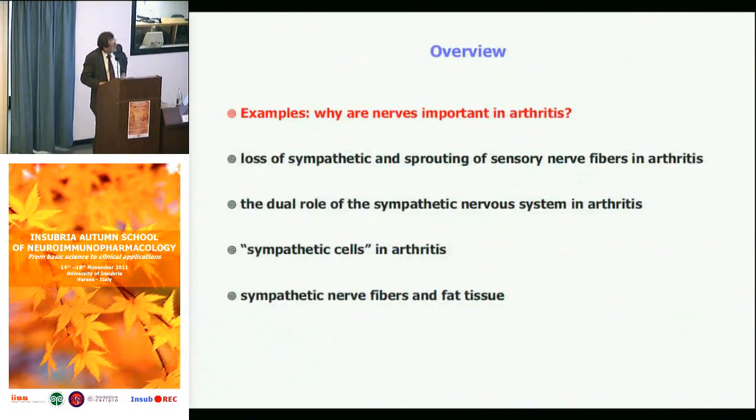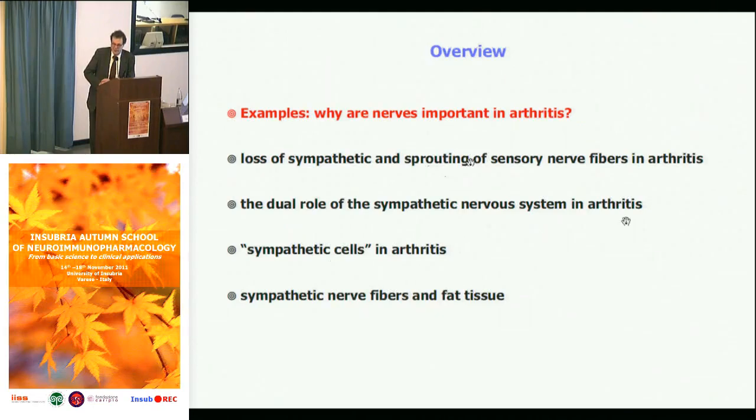I will talk about why nerves are important in arthritis. We talk about the loss of sympathetic nerve fibers. I mentioned this already a little. Make this a little bit more concrete. Then the role of the sympathetic nervous system in an inflammatory disease. The role of sympathetic cells.